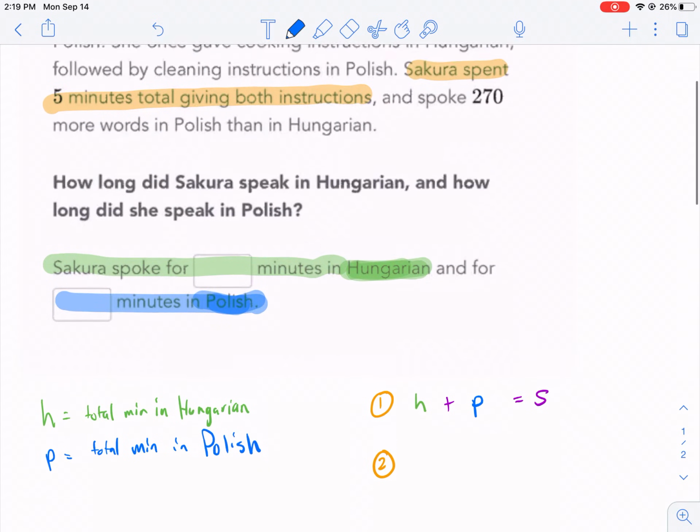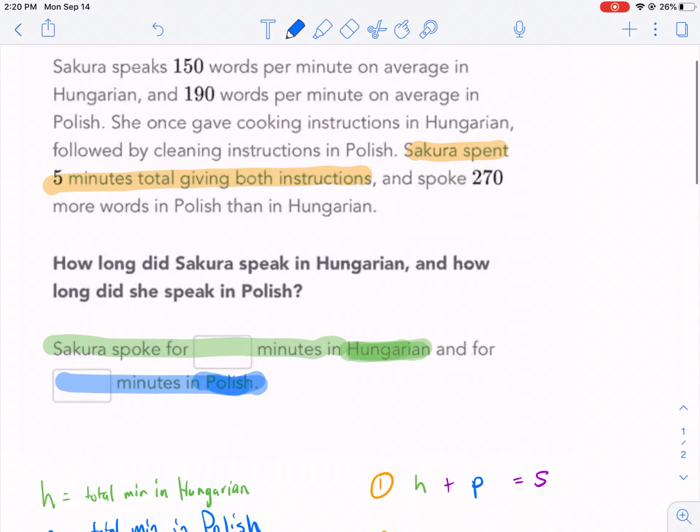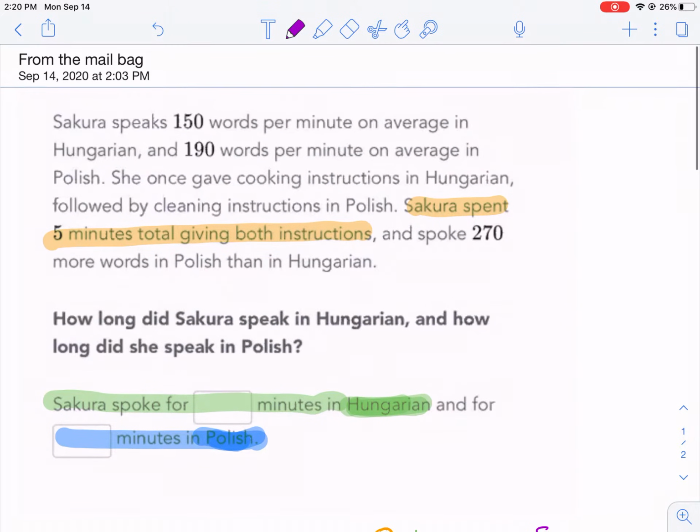All right, so now that you got that, again, pause at any time. Going kind of quick here, but hopefully you guys can keep following. Now we have Sakura speaks 150 words per minute on average in Hungarian and 190 per minute on average in Polish. Okay, this is kind of the trickier part because these are clues.